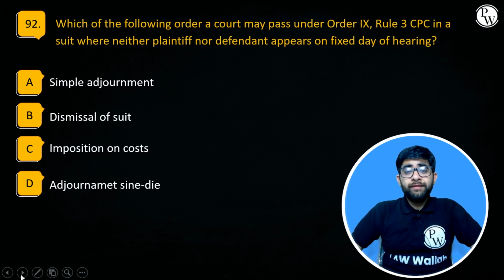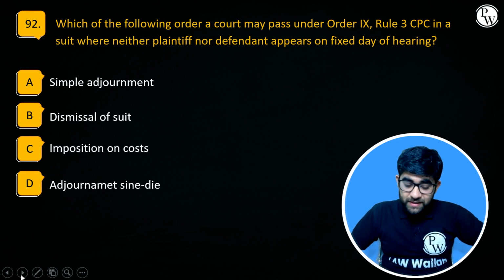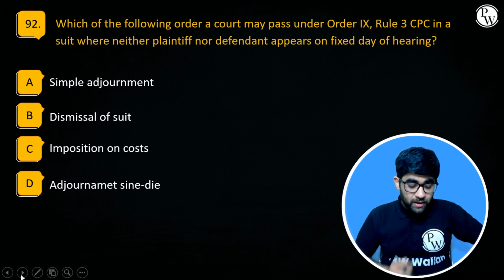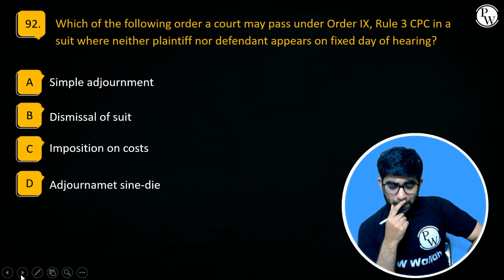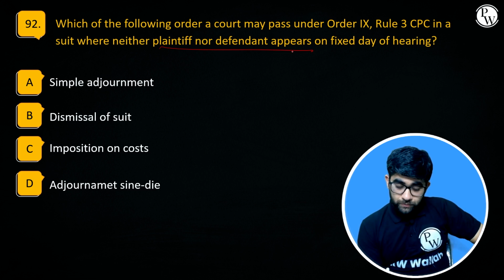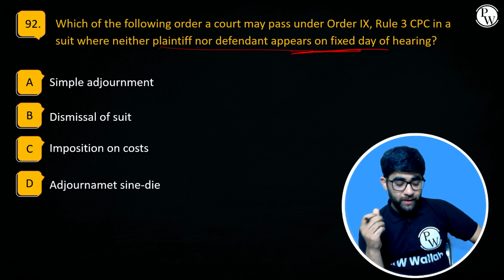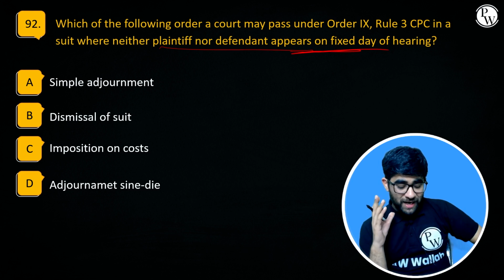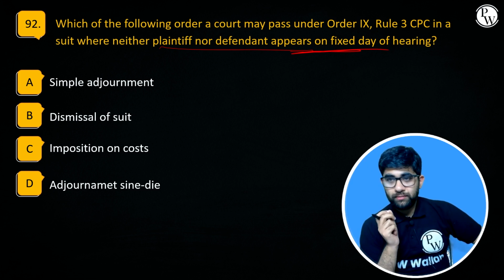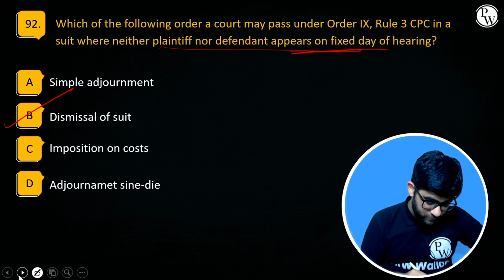Next, which of the following orders a court may pass under Order 9 Rule 3 CPC in a suit where neither plaintiff nor defendant appears on a fixed day of hearing? Simple adjournment, dismissal of suit, imposition of cost, adjournment sine die. So the answer to this is dismissal of the suit. And this can be challenged with an application, right?